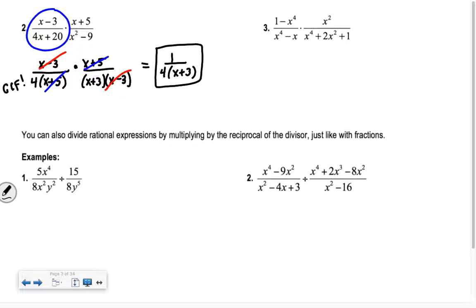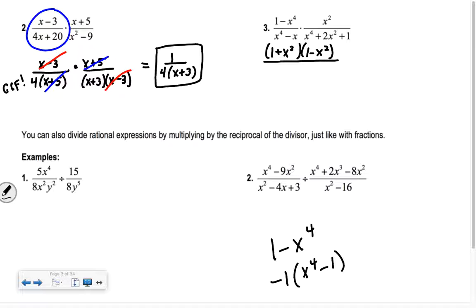So I have 1 minus x to the 4th. That's the difference of two squares, right? It might bother some of you guys. You might not like seeing 1 minus x to the 4th. So you might think, oh, I can pull out a negative 1, and then I could have x to the 4th minus 1. You can do that if you want to, if it bothers you. Or you can keep it as 1 minus x to the 4th and say, oh, that's 1 plus x squared times 1 minus x squared, right? The difference of two squares. That 1 minus x squared will go further, but we'll do that on the next step.